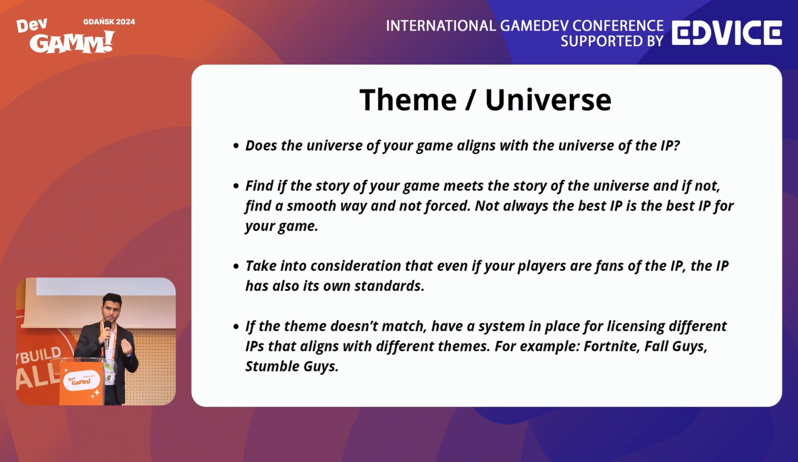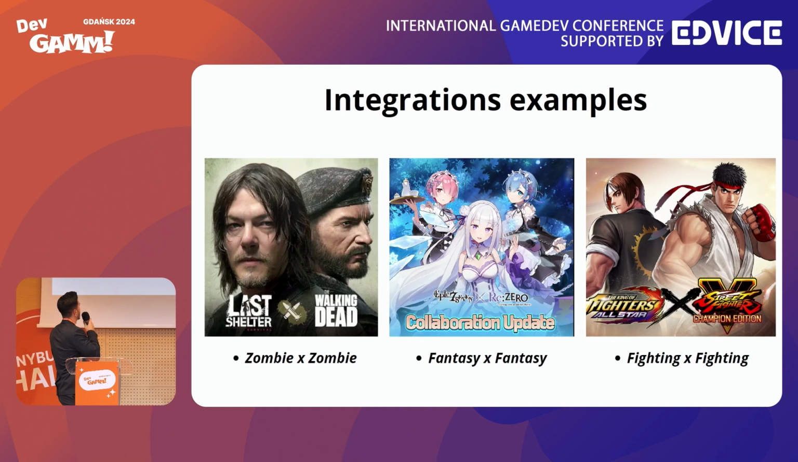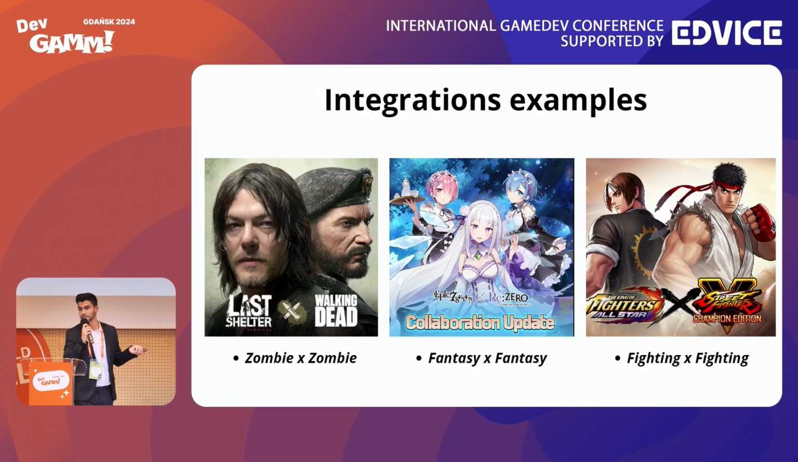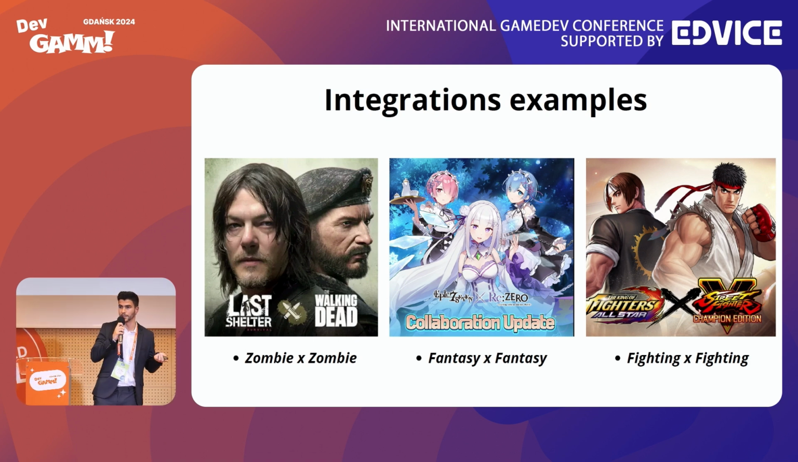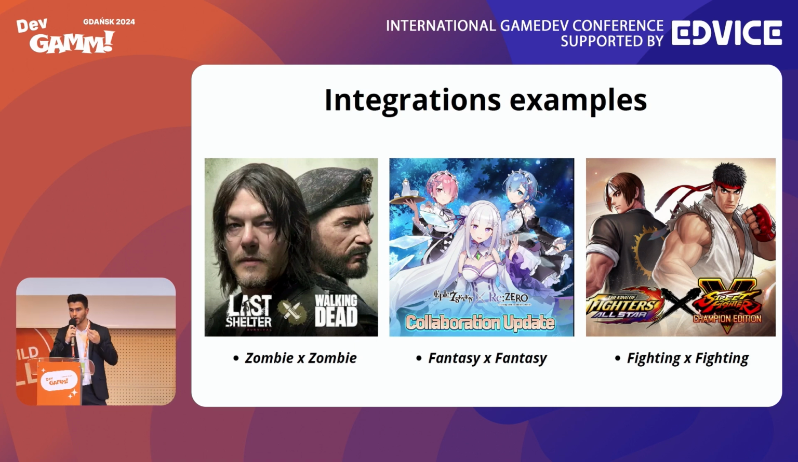You need to think about it, go through it, do research, get your data, and get the best ones. So, for example, here, Last Zelda with The Walking Dead makes sense. It's zombie and zombie, right? It's a no-brainer. It feels like another episode of the game or another part of the TV show. Epic 7 with Re:Zero is fantasy. We know it's going to be a perfect match to create a story, to connect both universes, and to make it smooth for the player.